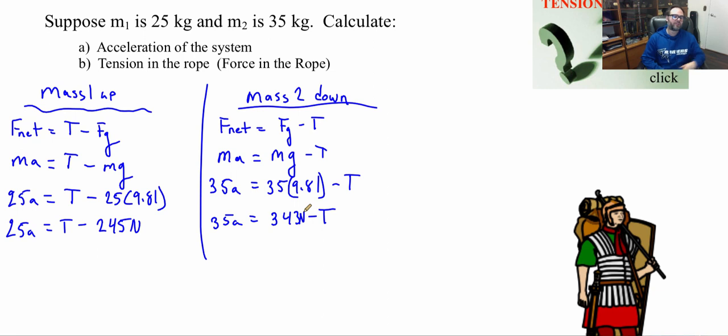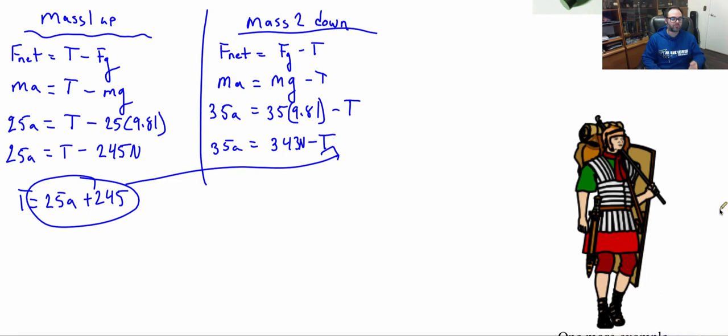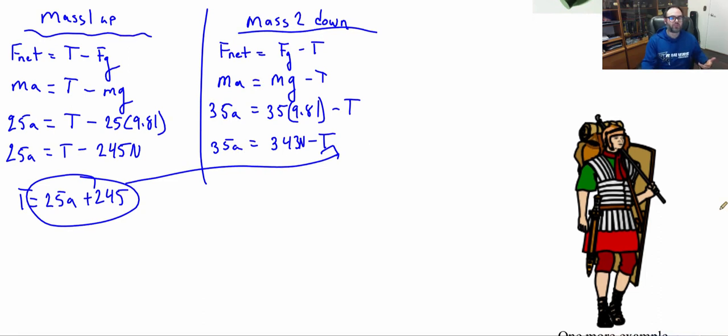On my other side here for mass 1, I am going to isolate my tension. So I'm going to have 25 multiplied by acceleration plus 245 is equal to tension. Now what I'm going to do is put in, for my tension in mass 2, the value of tension using system of equations substitution. So now I end up getting 35 times acceleration is equal to 343 minus (25 multiplied by acceleration plus 245).